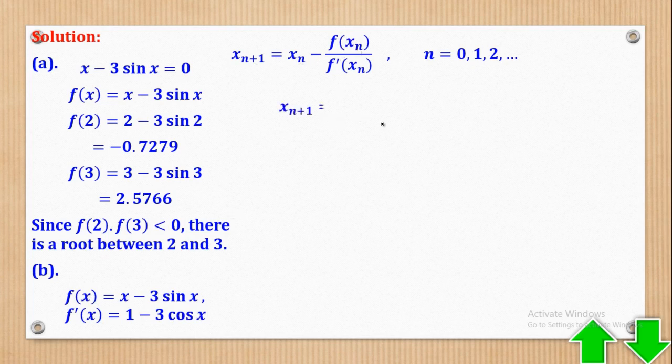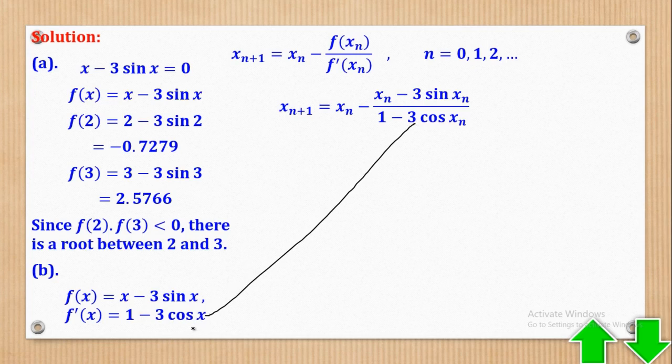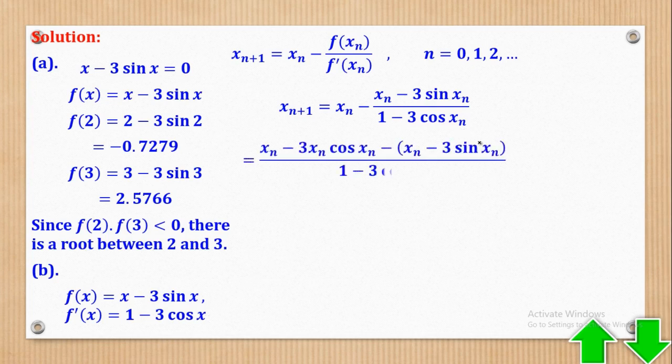Next we substitute for f(xn) and f prime(xn). For f(xn), we shall just write this very expression, only that instead of writing x, we shall write xn, as you can see there. Then for f prime(xn), we shall substitute this very expression, only that where there is x, we shall put there xn.